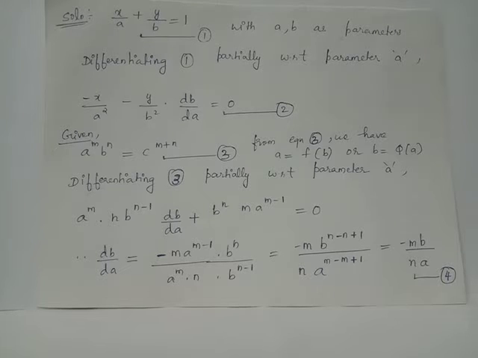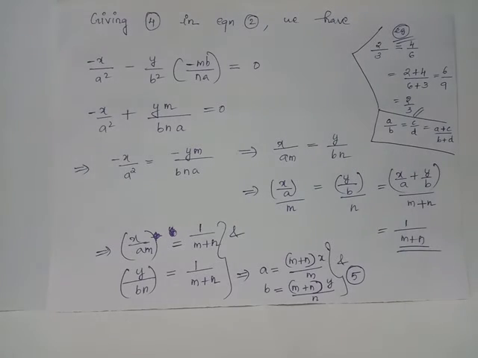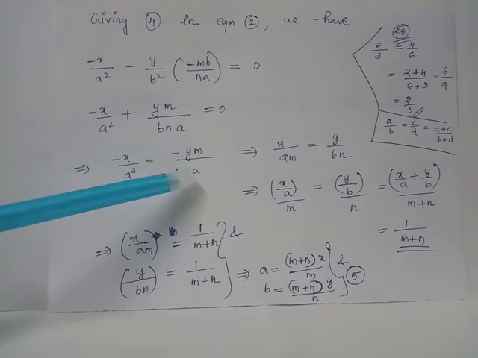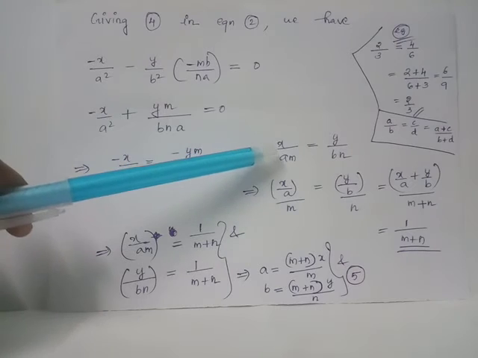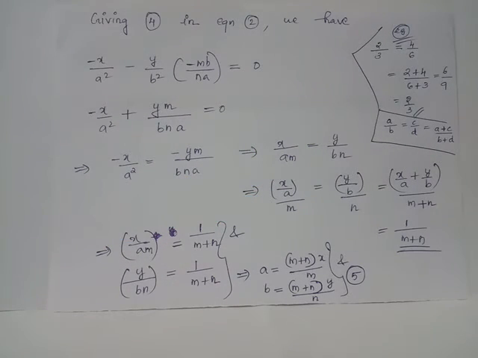We will use 4 in equation 2. That is, in equation 2, we can replace db by da with minus mb divided by na. Thus we arrive at this equation, and it can be rewritten as minus x by a square equals negative of ym divided by bna, which is the same as x by am equals y by bn. We can cancel a from both denominators and we will get this equation. This equation can be rewritten as x by a divided by m equals y by b divided by n.